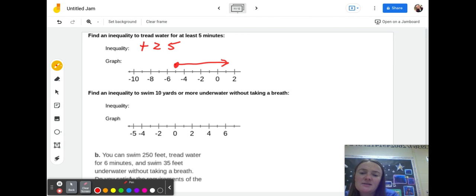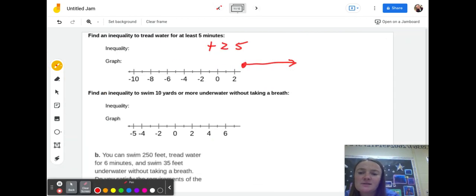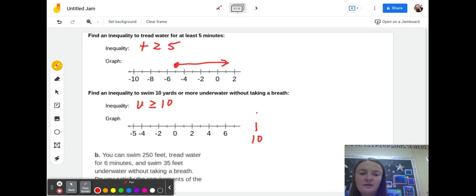Last one, I need to swim 10 yards or more underwater without taking a breath. In order to do this one, we're going to take our variable, which I think they defined. Let's go see what they defined it as. They defined it here as U. So we're going to say U is greater than or equal to 10, which isn't even on here. Let's put 10 on here. We'll say U is greater than or equal to 10.